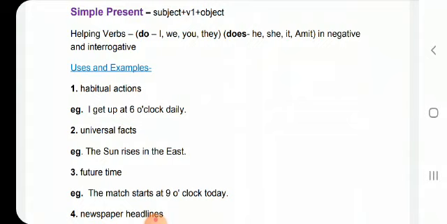Now let us start to discuss its uses and examples. Simple present tense is used to denote habitual actions. For example, I get up at 6 o'clock daily. But if I change the subject here, instead of I, if I write he, then it will be he gets up at 6 o'clock daily. Number two, simple present tense is also used to express universal facts. For example, the sun rises in the east.